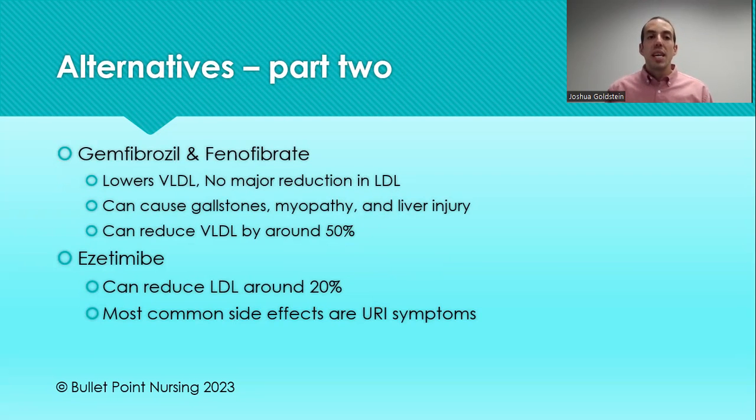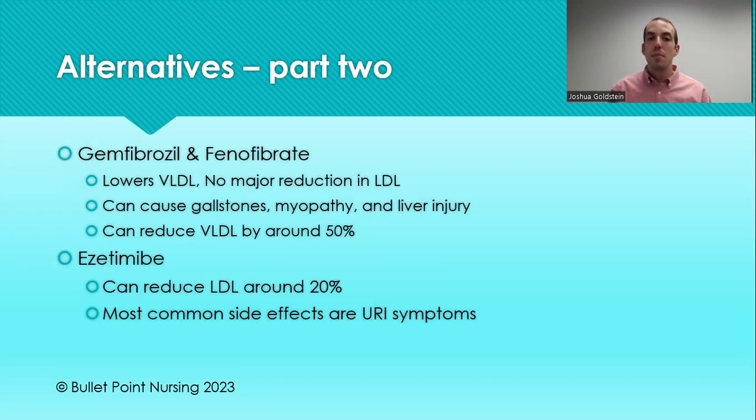Then we have a few other medications to discuss. We have the fibrates, and there are 2 of them I listed here, gemfibrozil and fenofibrate. These medications lower your triglycerides. They don't affect your LDL, but they do lower your triglycerides. Because of their mechanism of action, they can cause gallstones, myopathy, and liver injuries. So those are all things that we want to assess the patient for. Obviously, when you see liver injury, you know that's hepatotoxicity. You have to check their AST, ALT before putting them on it.